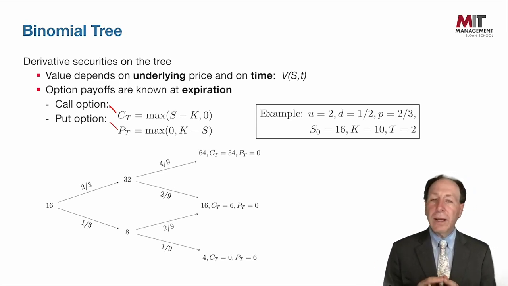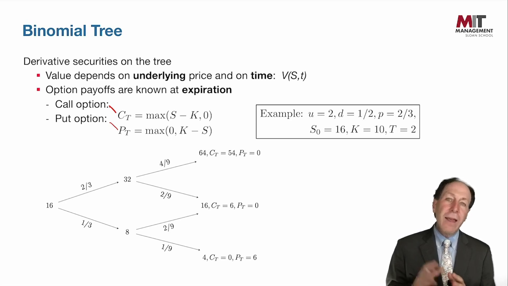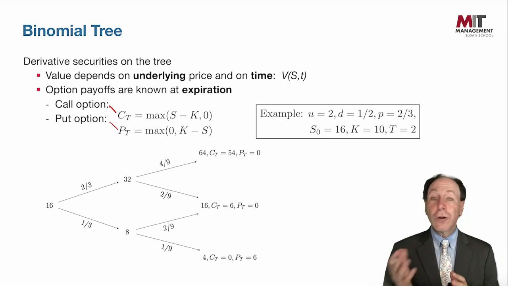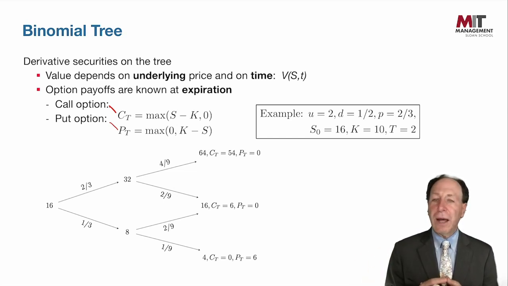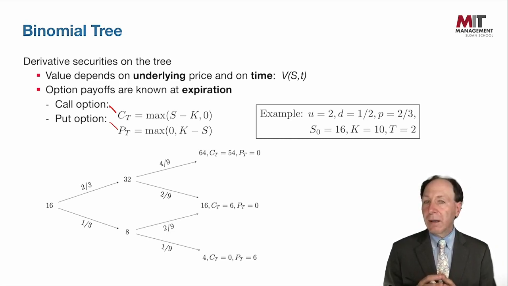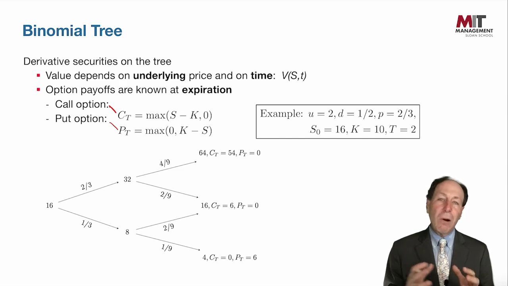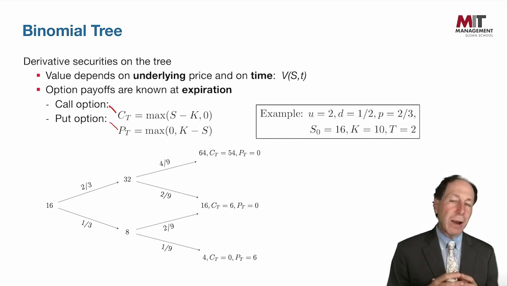So put options work similarly, they give you the right but not the obligation to sell at a fixed price. You're not going to sell if you could get more money by selling at the market price. So put options are valuable if the price goes down. Call options are valuable if the price goes up. But in both cases, their value depends quite asymmetrically on the value of the underlying, on the value of the stock.